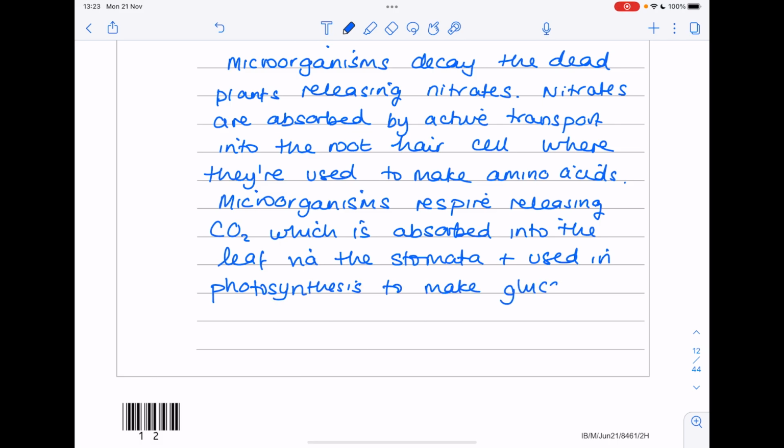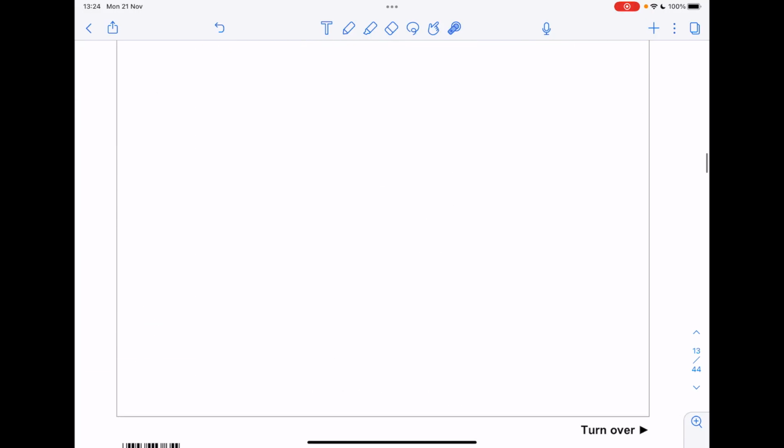Let's just check how many marking points we have. Nitrates as a marking point, active transport, amino acids, respiration being mentioned, production of carbon dioxide, the stomata, used in photosynthesis to make glucose. So 1, 2, 3, 4, 5, 6, 7, 8 different points.